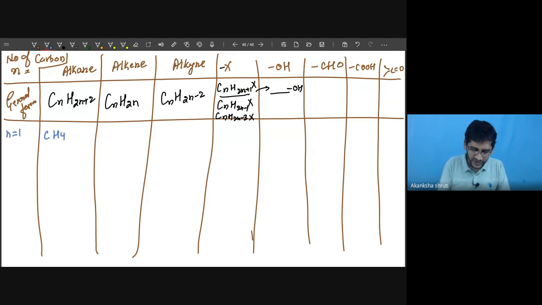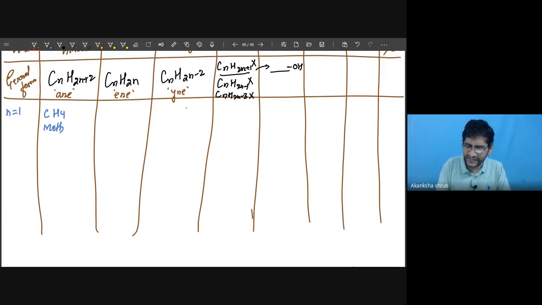It becomes CH4. So if n is equal to 1, it is called methane. So keep in mind, it is our methane. For the counting, meth, eth, prop, but, how we have written earlier, that is followed. But in this case, the suffix ane is used. So let me write that one also in this table. Here, suffix ane is used. Here, the suffix ene is used. Here, suffix yne is used along with the counting of carbon at the end.